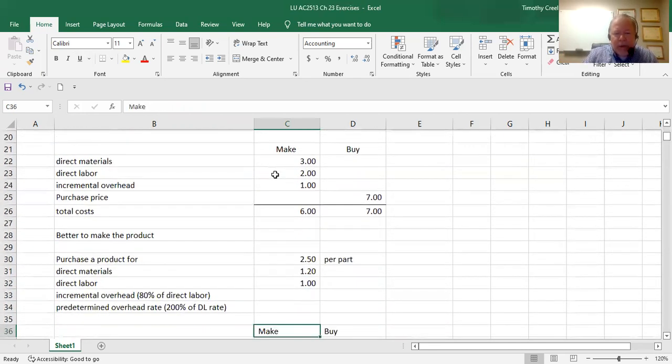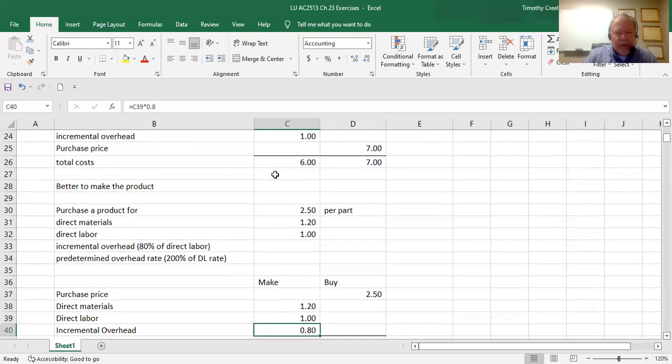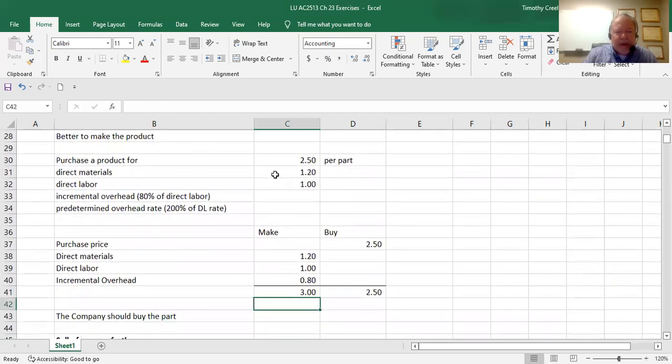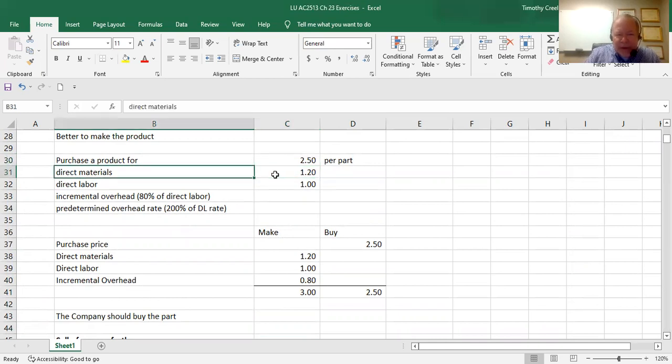Okay, so let's look at one more question here. If we can purchase a part for $250, let's say. The direct materials, if we decide to make it, would be $120 per part. Direct labor, $1 per part. The incremental overhead, 80% of direct labor, but the predetermined overhead is 200% of direct labor rate. So what would the numbers look like based on this information?